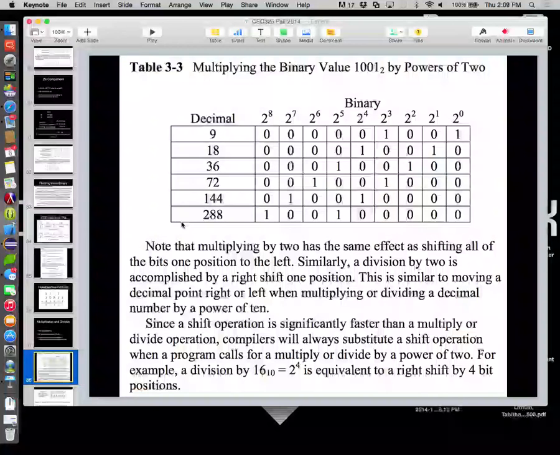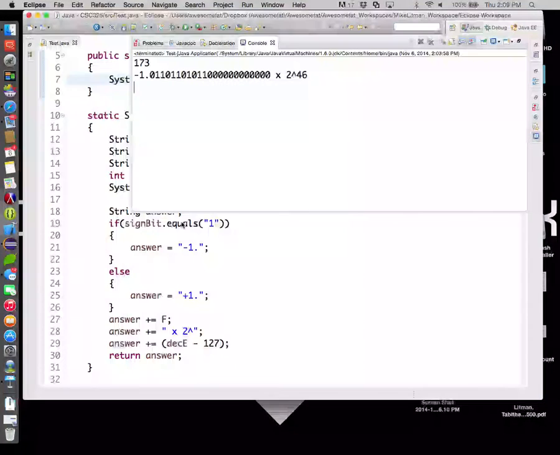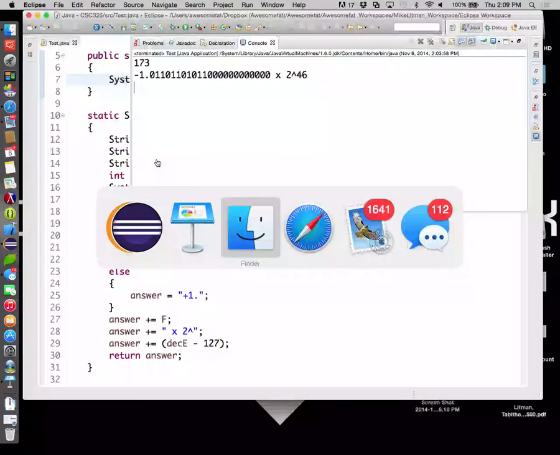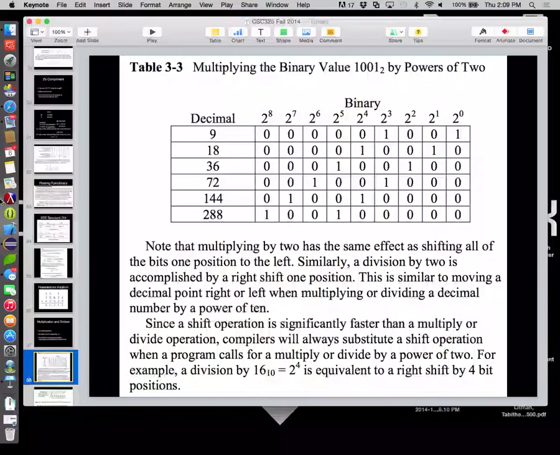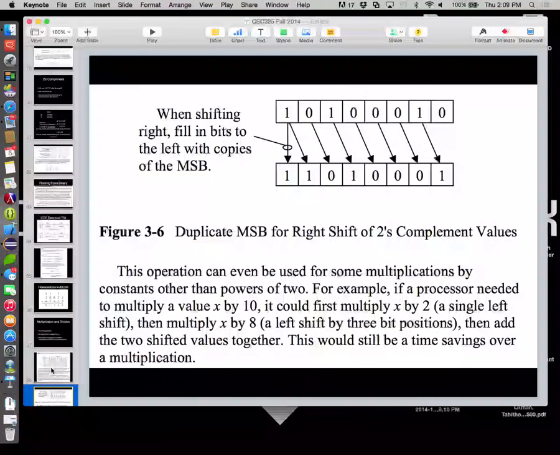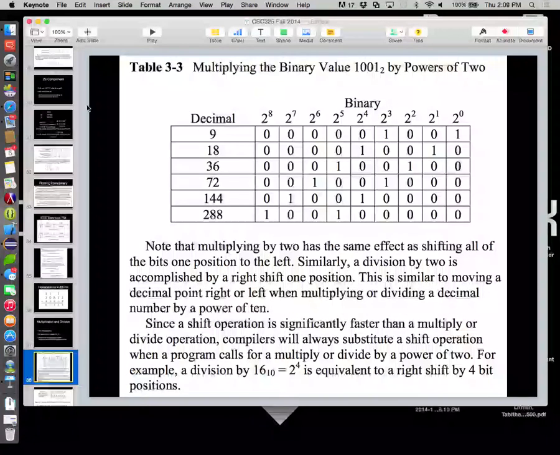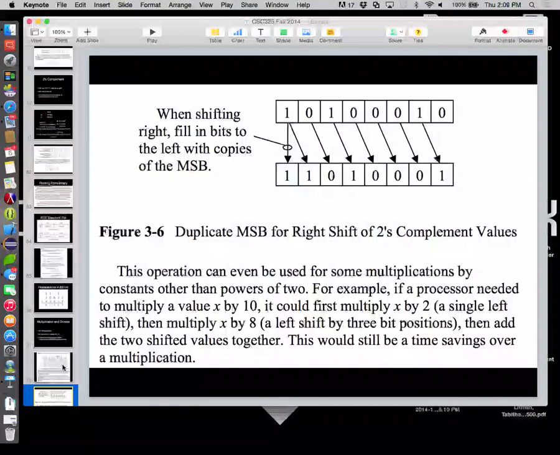Okay, how can this work for multiplications that aren't powers of 2? So for example, let's go right after this one.